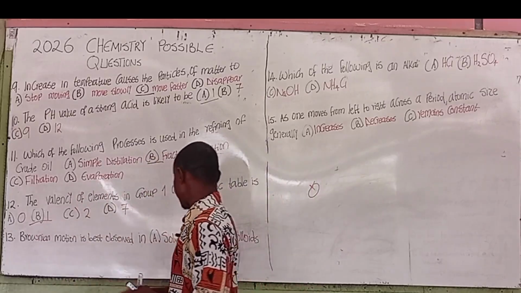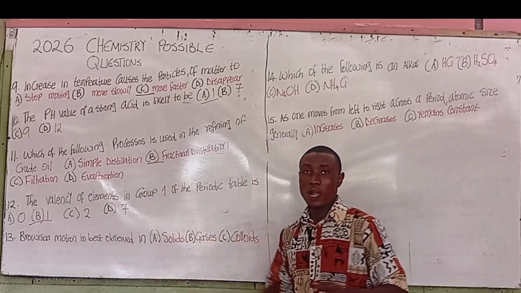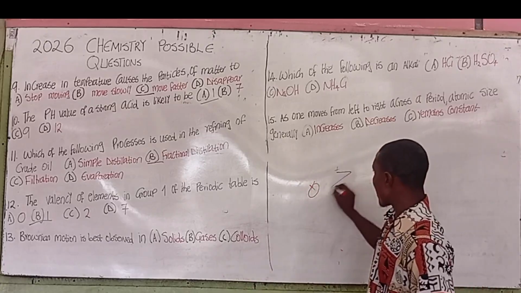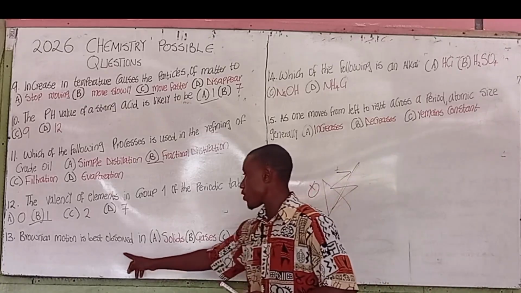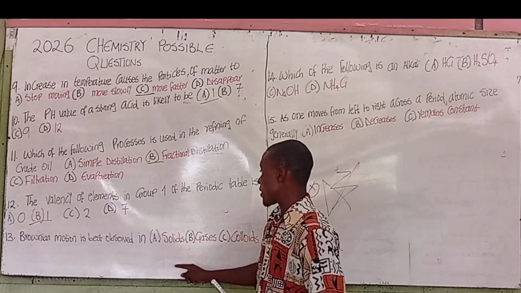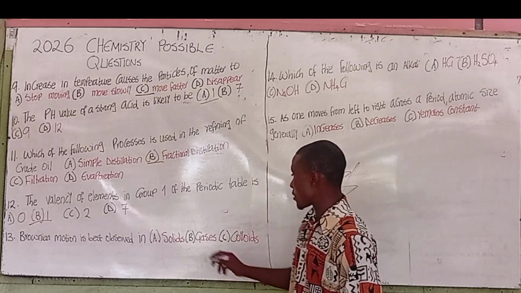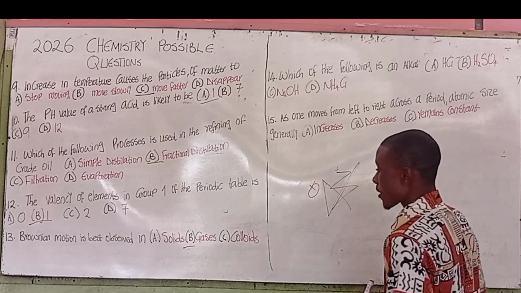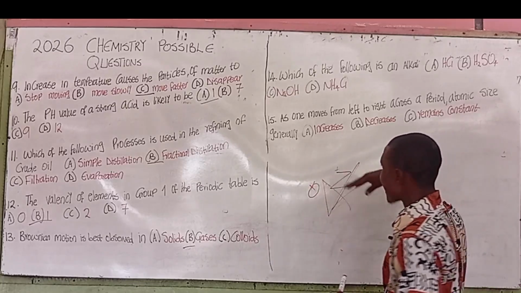Then question number 13 says Brownian motion. Brownian motion is the irregular movement of particles in a haphazard way. It is best observed in A, solids, B, gases, and C, colloids. The correct option there is gases. Brownian motion is best observed in gases, the irregular movement of particles.